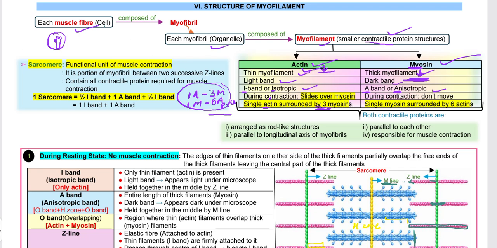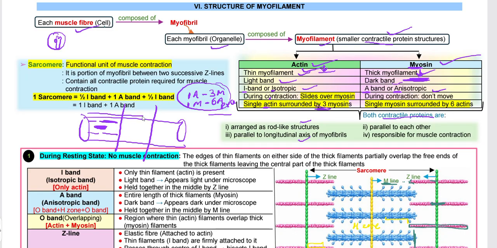Okay, now actin and myosin both are contractile proteins which are arranged as rod-like structures, parallel to the longitudinal axis. Let me just make it. If I make one myofibril, inside this many myofilaments will be there. Let me show you three myofilaments. Here I showed the myosin will be there, then actin will be there. So actin is also rod shaped, myosin is also rod shaped, and how are they arranged? They are arranged parallel to the longitudinal axis.